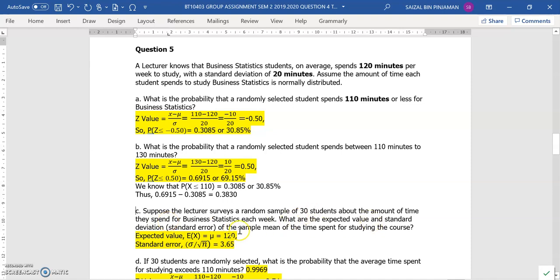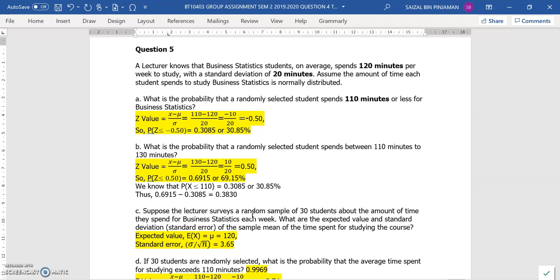And in order to identify the standard deviation or standard error for this sampling distribution, the reason why I say that for question C we refer to this normal distribution as a sampling distribution is because for question C, we have a sample of 30 students.